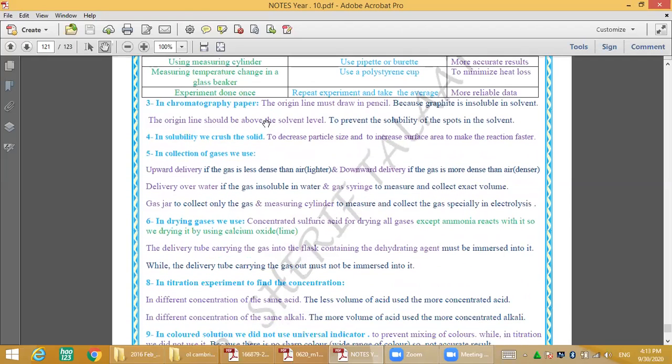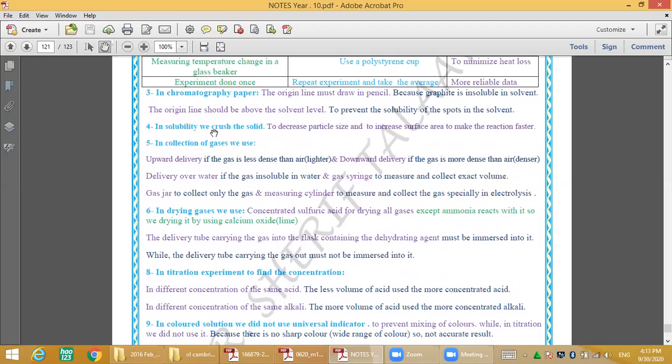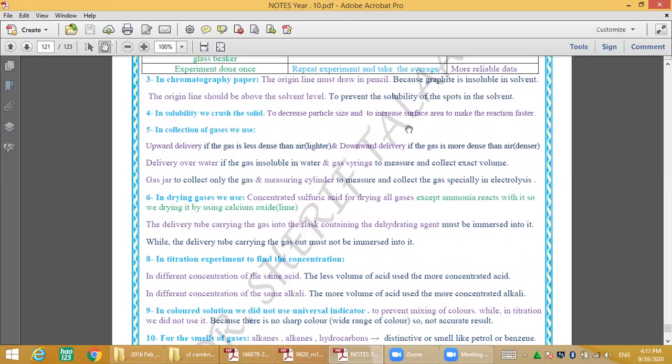In case of chromatography paper, the origin line must be drawn with pencil because graphite is insoluble in water. The origin line must be above the solvent to prevent dissolving of the spots. And the rate of reaction requires the solid to have a decreased particle size and increased surface area to make the reaction faster.